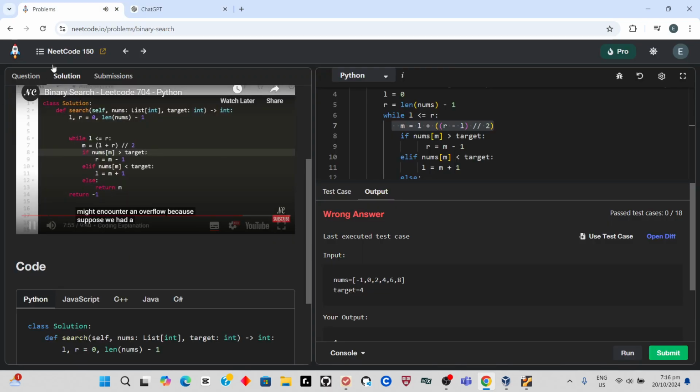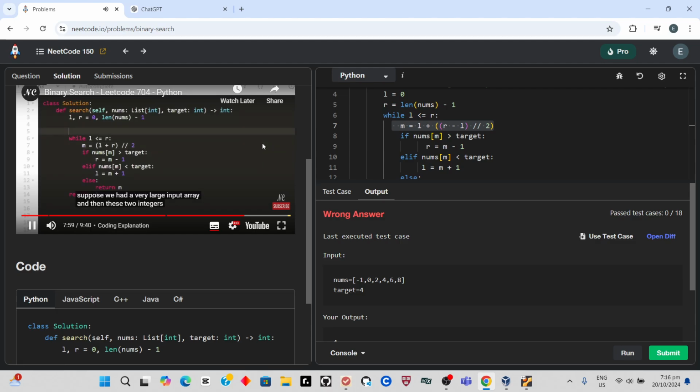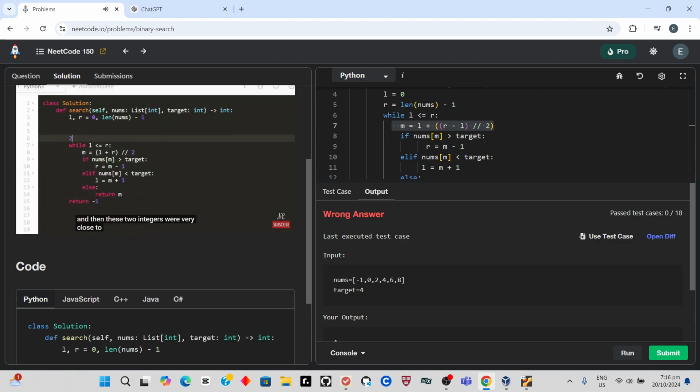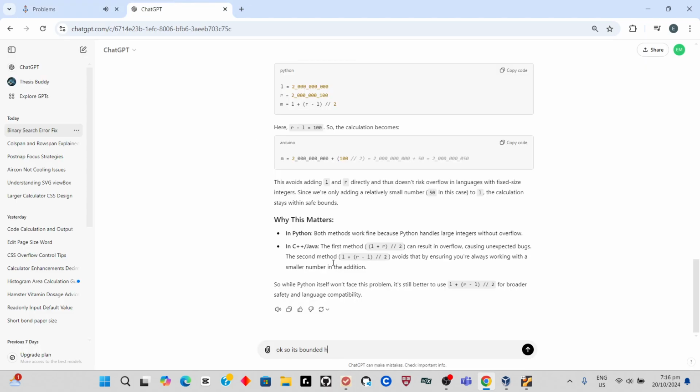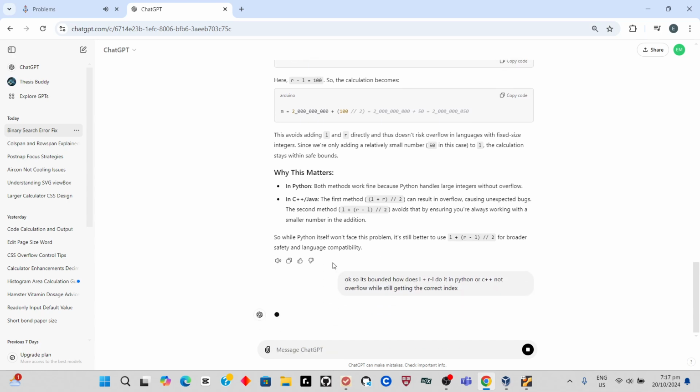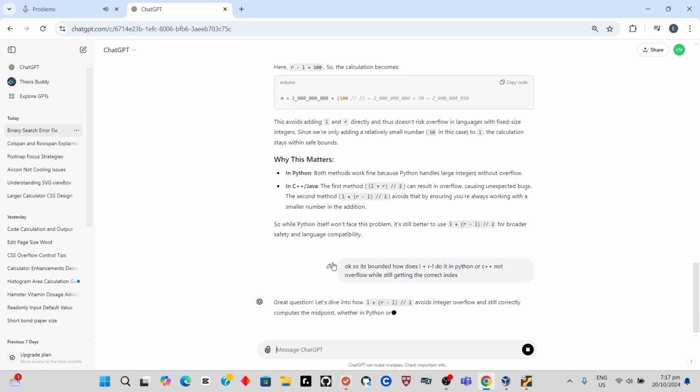Because suppose we had a very large input array and then these two integers were very close to the 32-bit integer max, which is something like 2 to the power of 31. Suppose they were both close to that, then adding them together would possibly overflow, and then we would get the wrong result in this value. So possibly your interviewer might ask you something about that, and how would you go about fixing that?